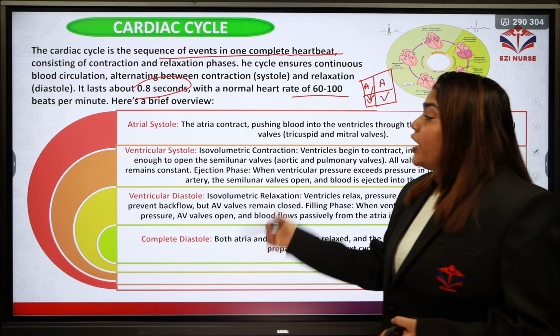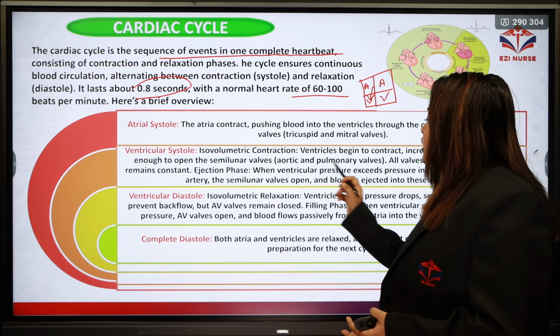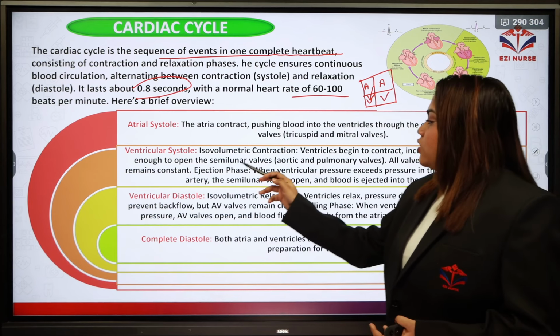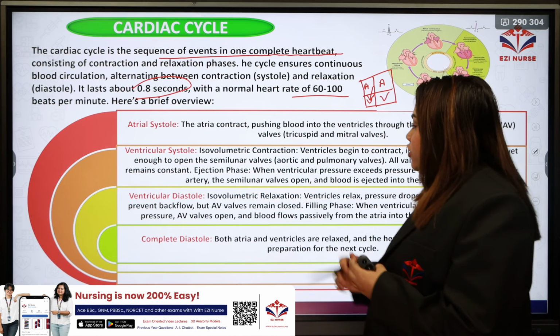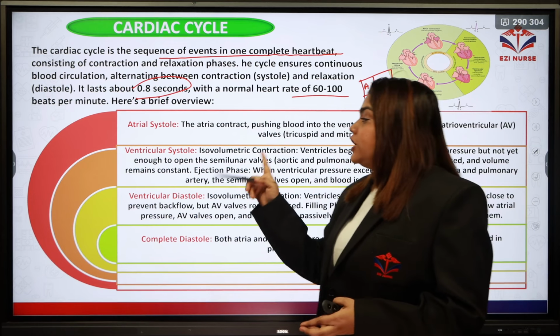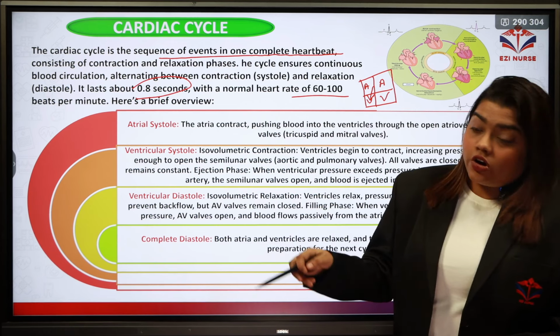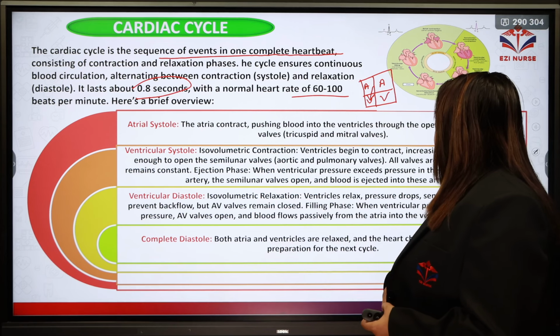Next, ventricular systole. Now the ventricles contract. The ventricular contraction is called isovolumetric contraction. It increases pressure, but not yet enough to open the semilunar valves, which are also called the aortic and pulmonary valves.